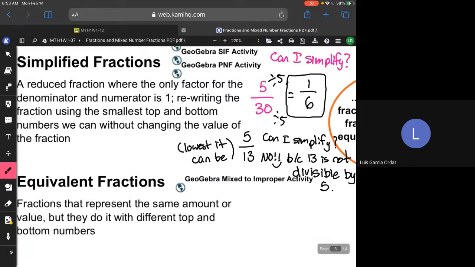So simplifying, you've got to do a bit of work. The easiest one out of the two is equivalent fractions because you can keep changing your fraction however many times you want, and it will always be equivalent. So whatever you decide to multiply the bottom by, you also multiply the top by, and you get an equivalent fraction. So I'll give you guys a couple more seconds to copy that down before I move down.